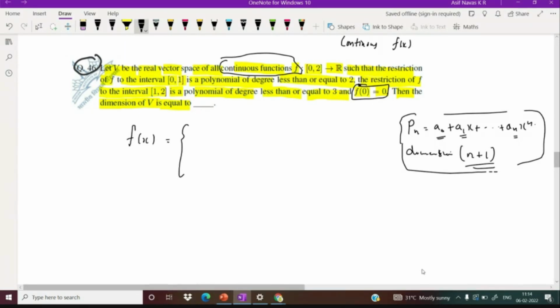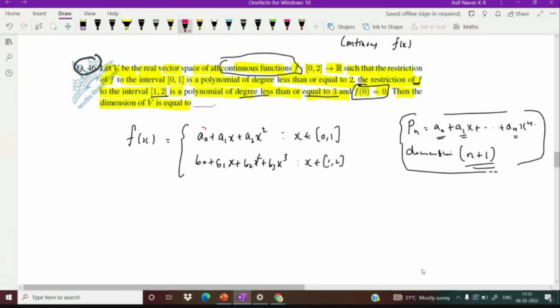on the closed interval [0, 1] a polynomial of degree 2. So this is a0 plus a1 x plus a2 x square when x is between 0 and 1. And also the restriction of f to the interval [1, 2] is a polynomial of degree less than or equal to 3. So here b0 plus b1 x plus b2 x square plus b3 x cube when x is between 1 and 2. Now here, how many free variables are there? a0, a1, a2, b0, b1, b2, b3. 1, 2, 3, 4, 5, 6, 7.